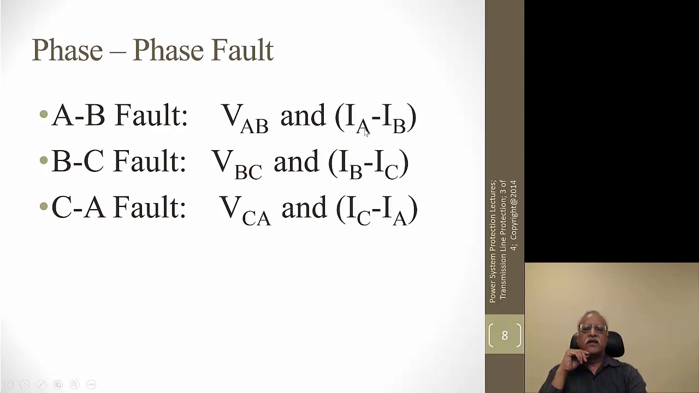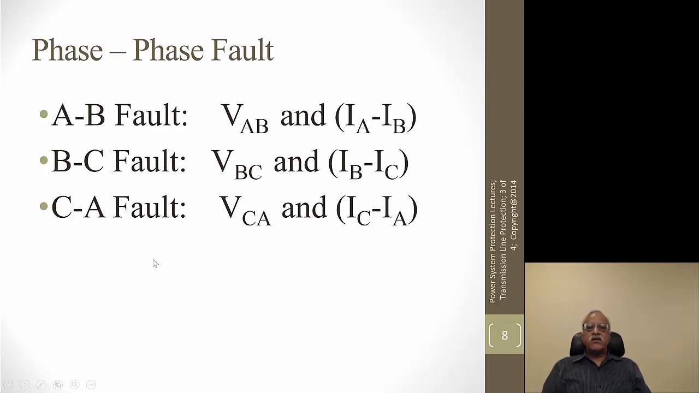Take that for measurement. So if I take VAB and divide it by IA minus IB, it measures the positive sequence impedance up to the fault point for an A to B fault. If I want to measure the same impedance for a B to C fault at the same location, I have to use VBC and IB minus IC. And then for C to A, I should use VCA and IC minus IA.